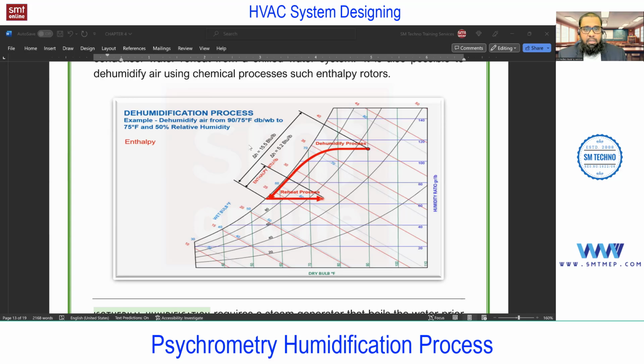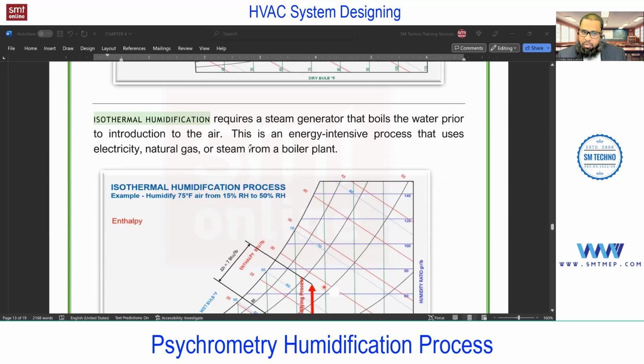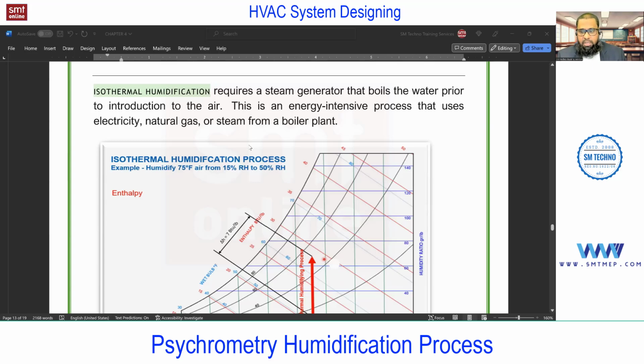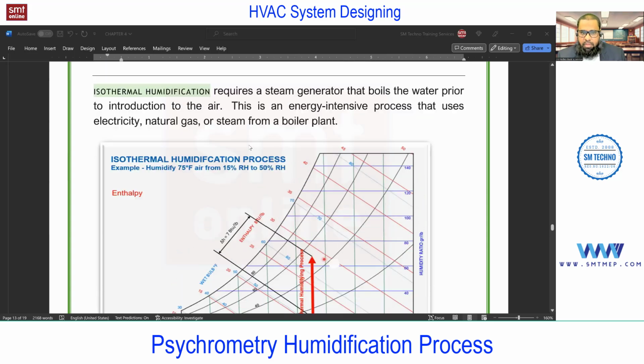Next, the next process is isothermal humidification. Isothermal refers to what? Constant temperature. Right, constant temperature. Humidification means adding the moisture. So first of all, we'll discuss how we can add the moisture. We can add the moisture in different ways.